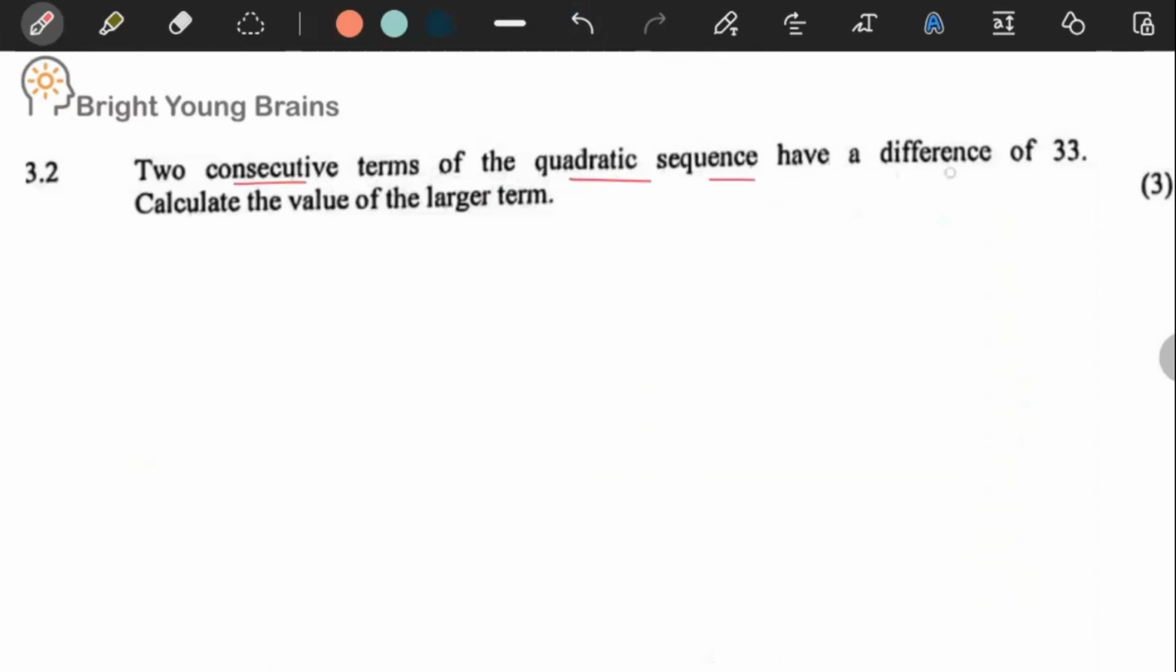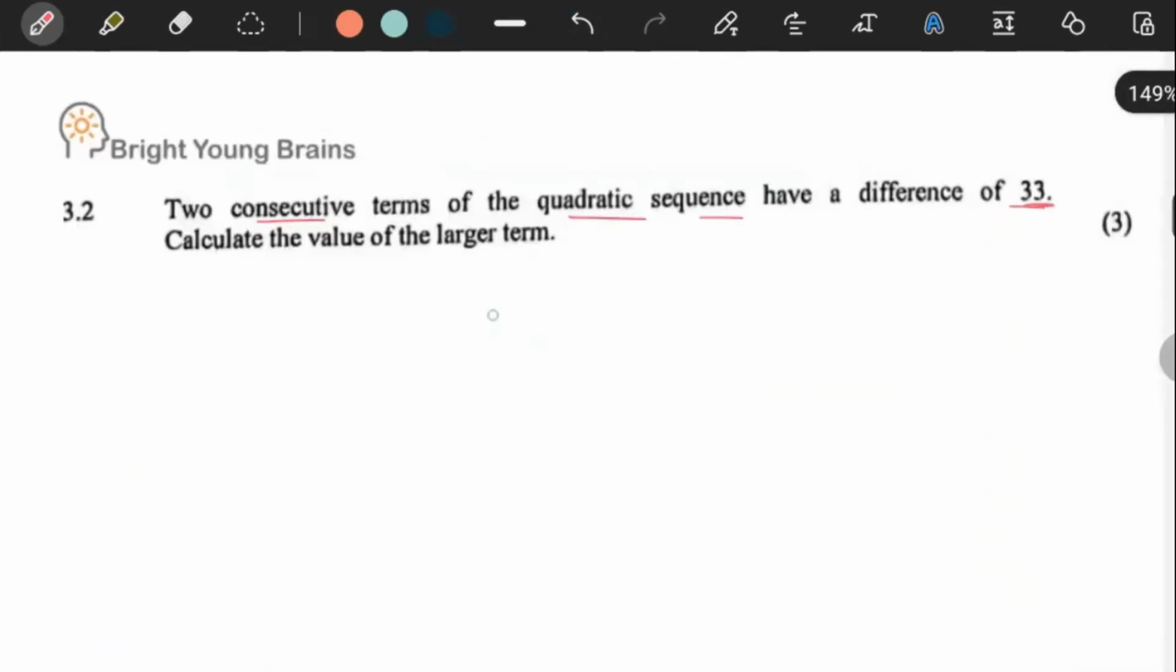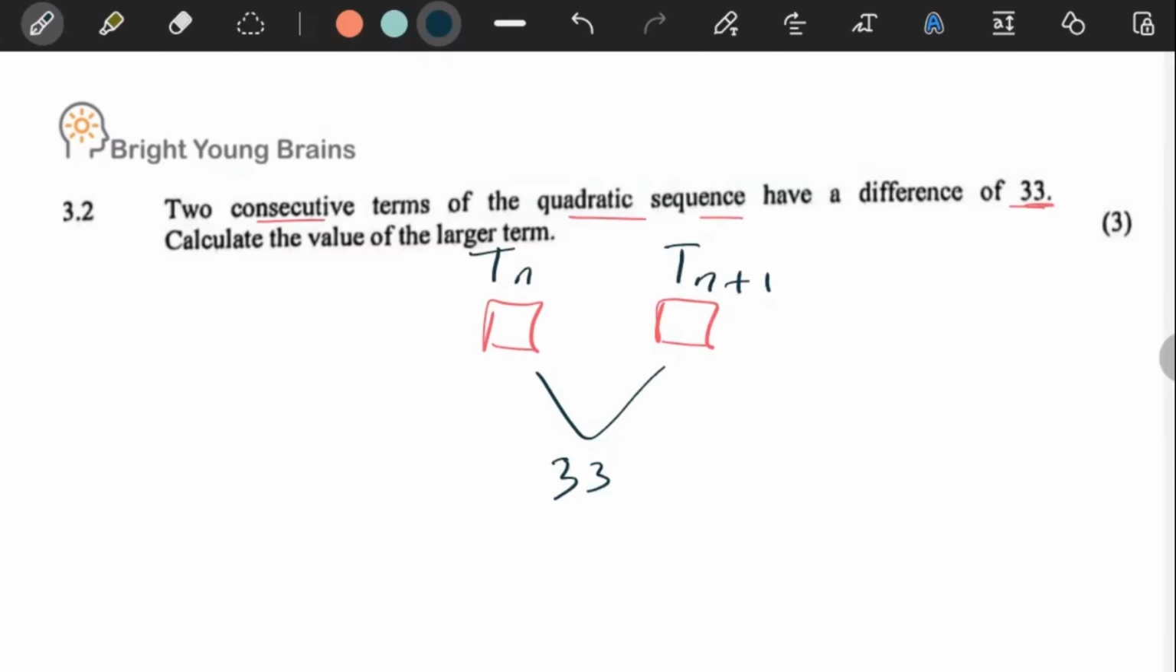3.2 says two consecutive terms of the quadratic sequence have a difference of 33. Calculate the value of the larger term. So what they mean is, in the original sequence, right, the first difference is 33 here. You don't know what term this is, but then this is the term after it. Okay, fine. Determine the value of the larger term.